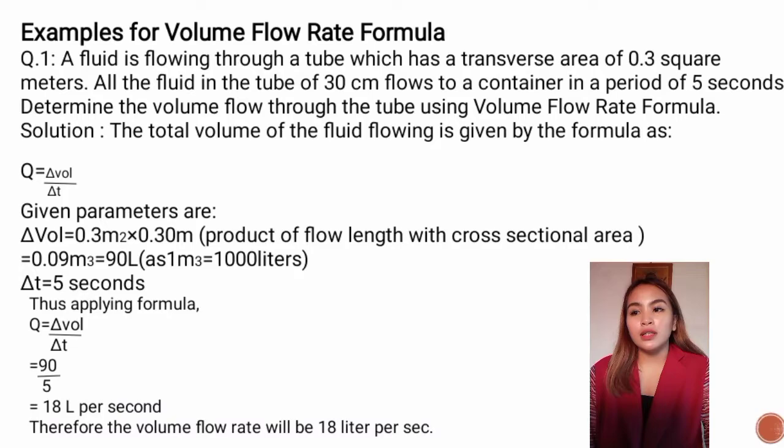So 0.09 is equal to 90 liters, as 1 cubic meter is equal to 1,000 liters. And the delta T is equal to 5 seconds. Therefore, applying the formula, volume flow rate is equal to 90 divided by 5, which is equal to 18 liters. Therefore, the volume flow rate will be 18 liters per second.